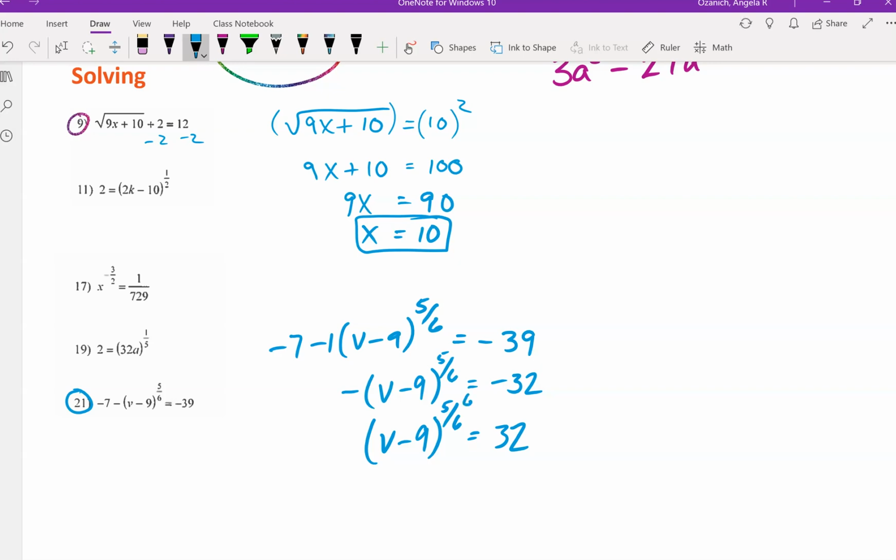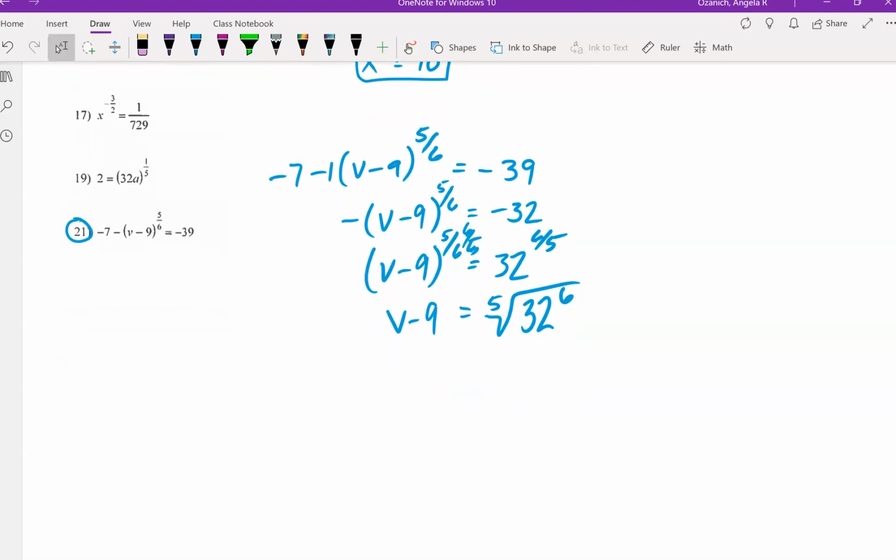And now I'm going to raise both sides to the 6/5. So I'm going to raise this to 6/5. I get b minus 9 is equal to the 5th root of 32 to the 6th. Well, it's handy to know some of your roots, cube roots, 4th roots, 5th roots. The 5th root of 32 is actually 2 to the 6, which is going to be 64. And then when we add 9 to both sides, we get b is equal to 73.